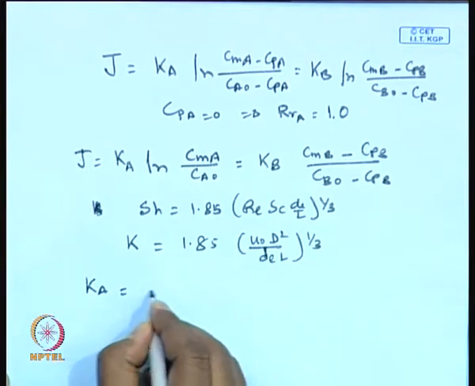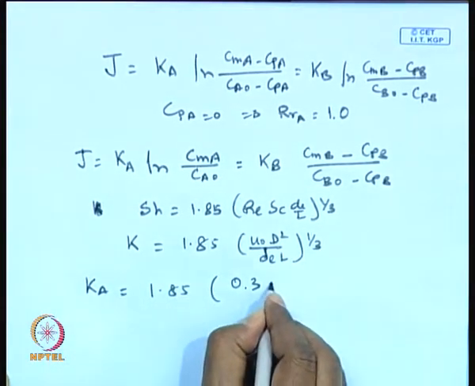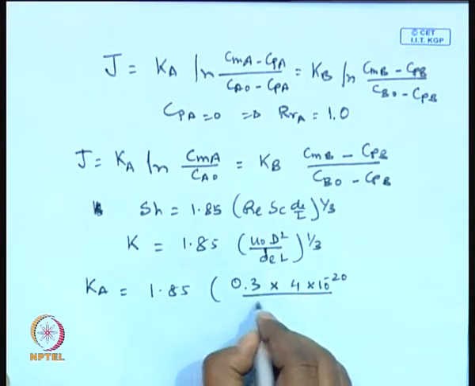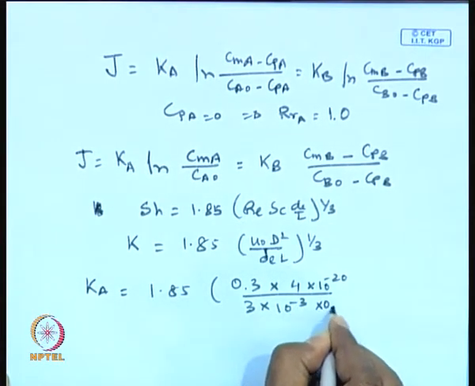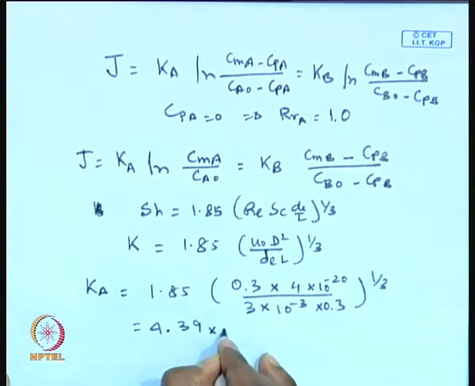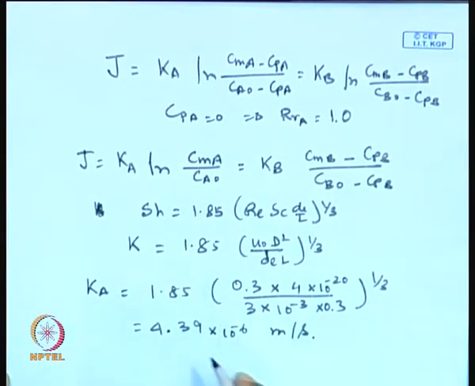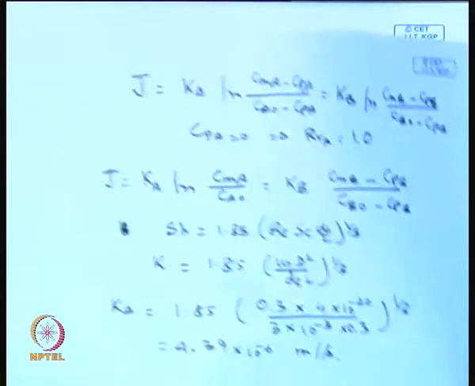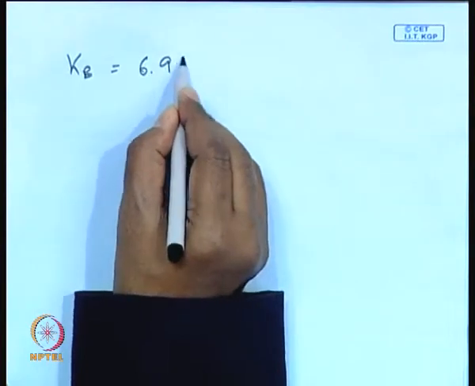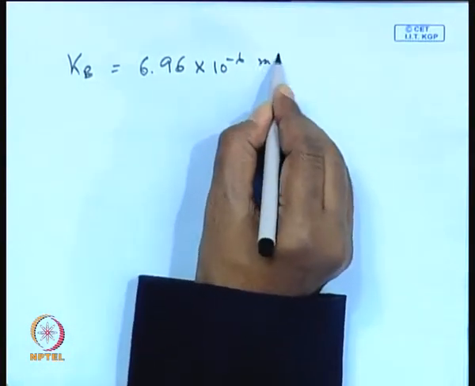So, K_A will be 1.85 times (0.3 into 4 into 10 to the power minus 20 divided by 3 into 10 to the power minus 3 into 0.3) raised to the power 1 upon 3, and this turns out to be 4.39 into 10 to the power minus 6 meter per second. Similarly, we put the value of diffusivity corresponding to the solute B there, and we will be able to calculate the mass transfer coefficient of the solute B. Just putting the values, it turns out K_B becomes 6.96 into 10 to the minus 6 meter per second.